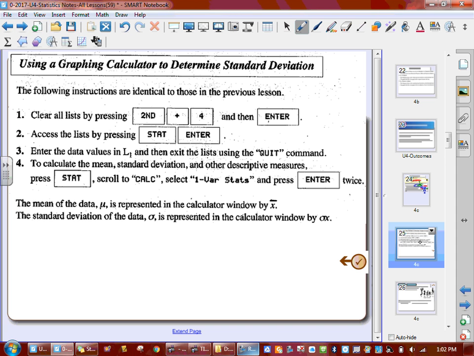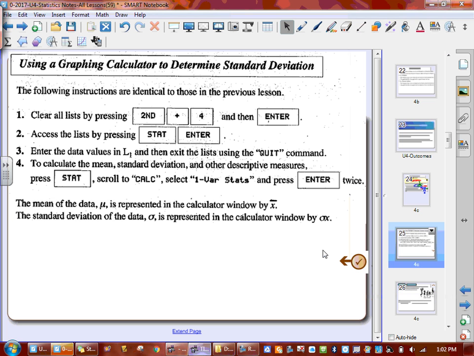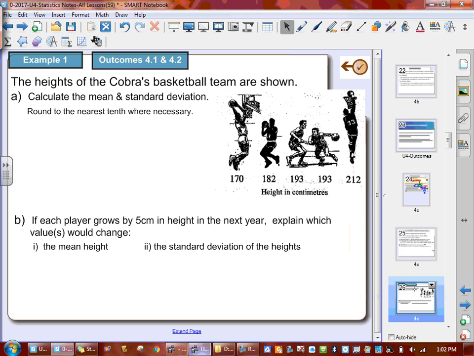So, on the next one, determining standard deviation. This one is showing you how to clear your lists, and it's also showing you about one variable stats. It's a review on how to do one variable stat. So everybody's going to grab their calculator. We're going to turn it on, and we're going to go to this next example. We're going to talk about this high school basketball team. So we've got the heights of a high school basketball team.